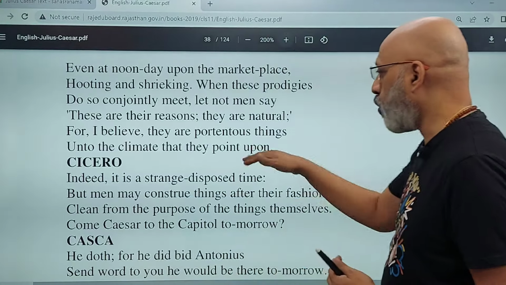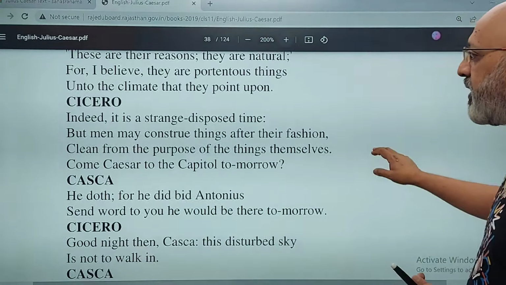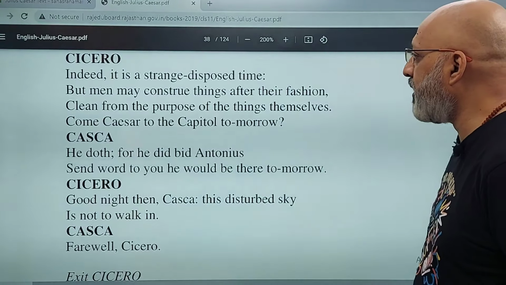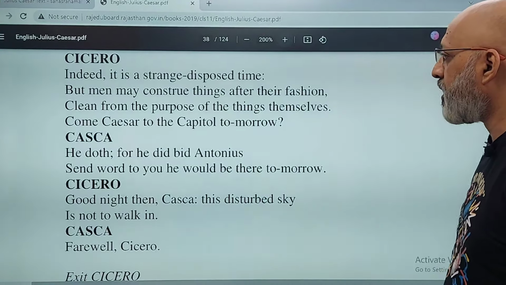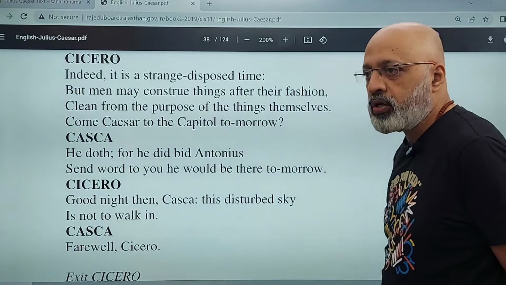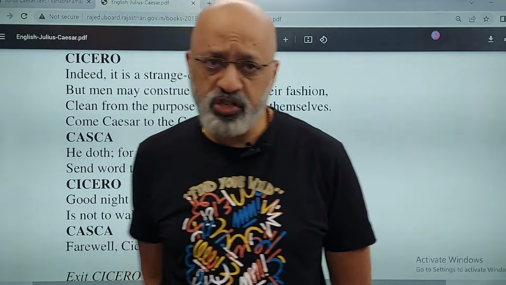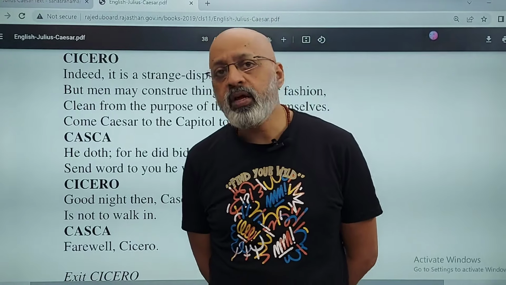to happen to Rome. Cicero says, indeed, it is a strange disposed time, but men may construe things after their fashion, clean from the purpose of the things themselves. Come Caesar to the Capitol tomorrow. So he's saying that indeed this is a strange time. Okay, but men may interpret.